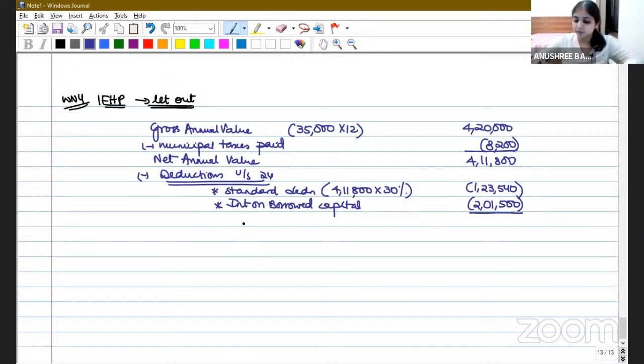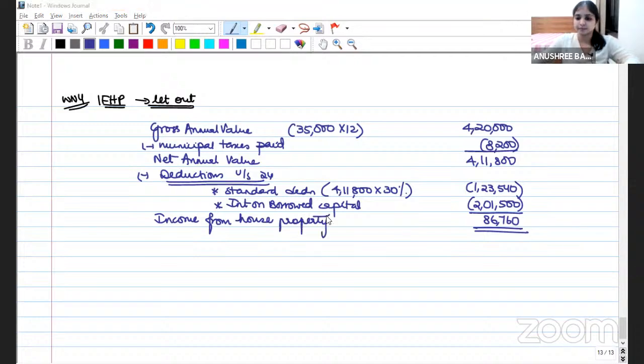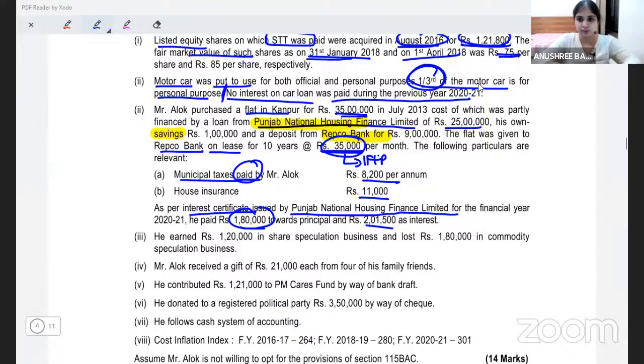So what is our income from house property? Do your math. You get 86,760. Yes. This is our income from house property. Correct? So this is it with the adjustment on IFHP.